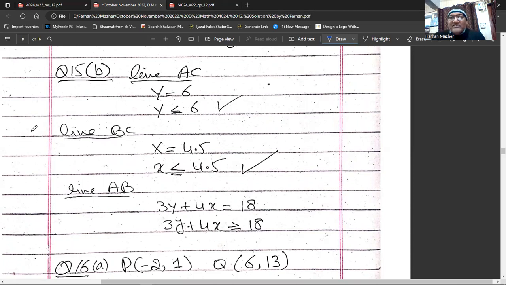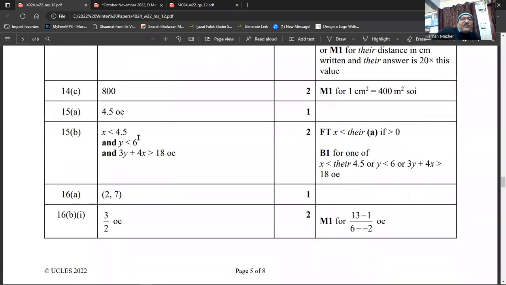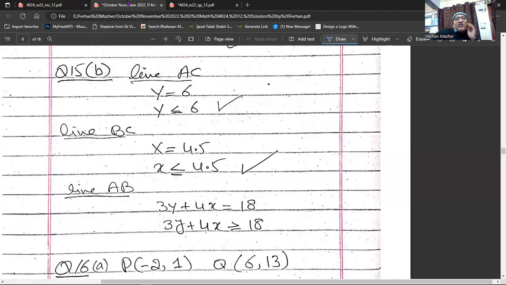The line AB, its equation is already given in the question, that is 3y plus 4x equals 18. Because the required area is above this line, in the place of the equal sign, I will put the inequality sign, and my crocodile's mouth will be towards positive y because the area is above this line. So you will have 3y plus 4x greater than or equal to 18. I hope you understand. You can see this is right, this is right, this is right. But they have not put their equal signs, but we have put them. You see why we put the equal sign and why we will not put the equal sign with this crocodile.